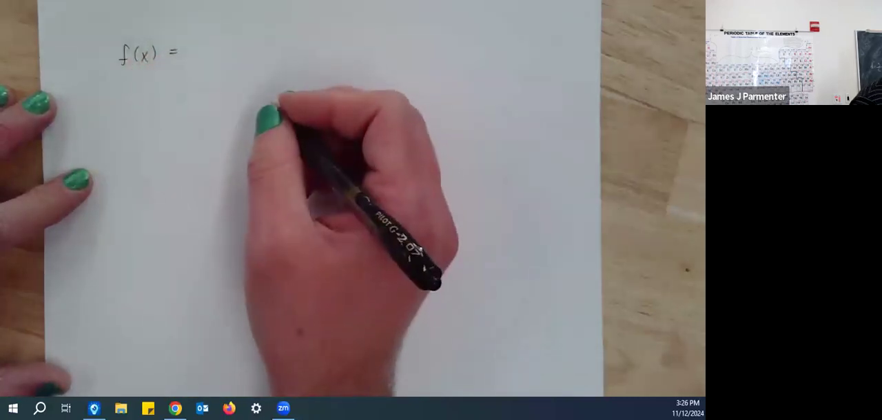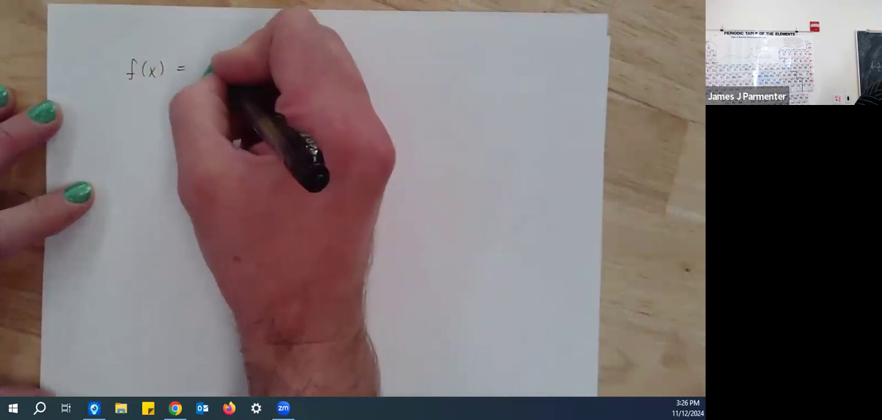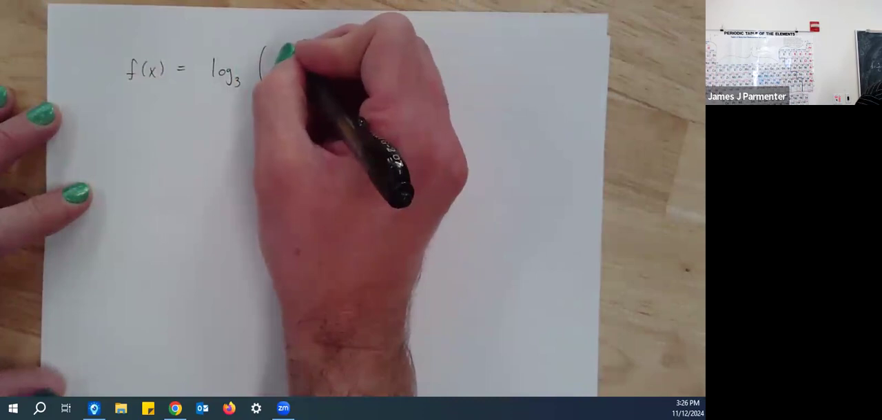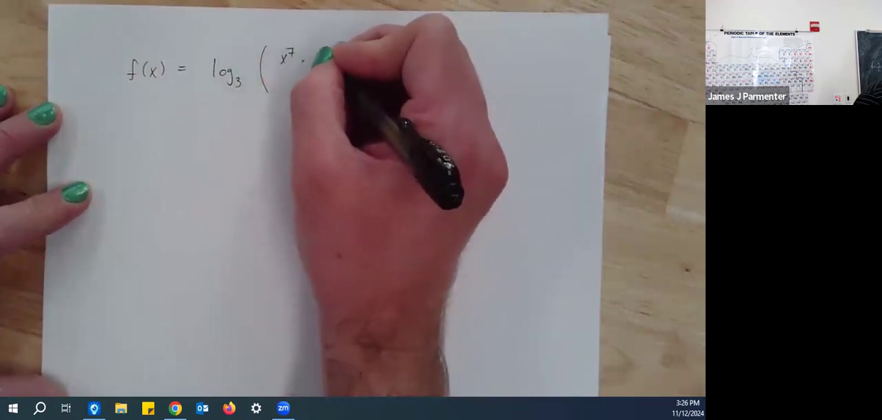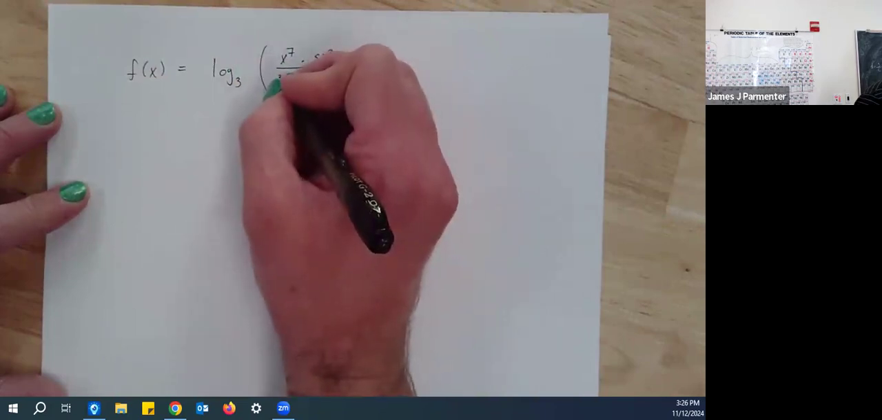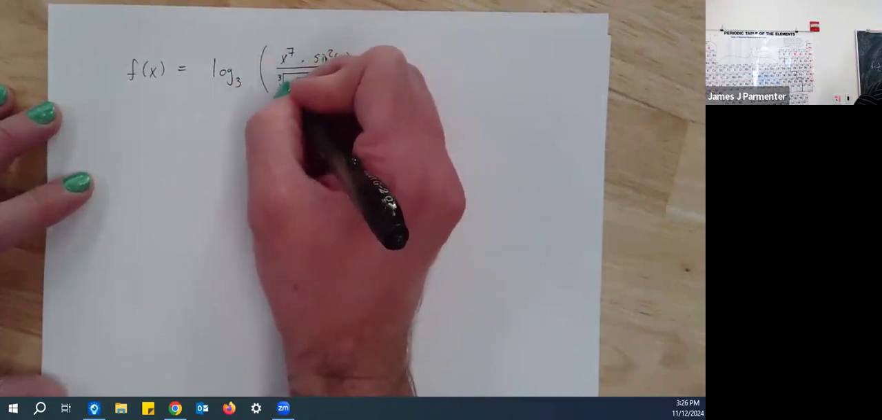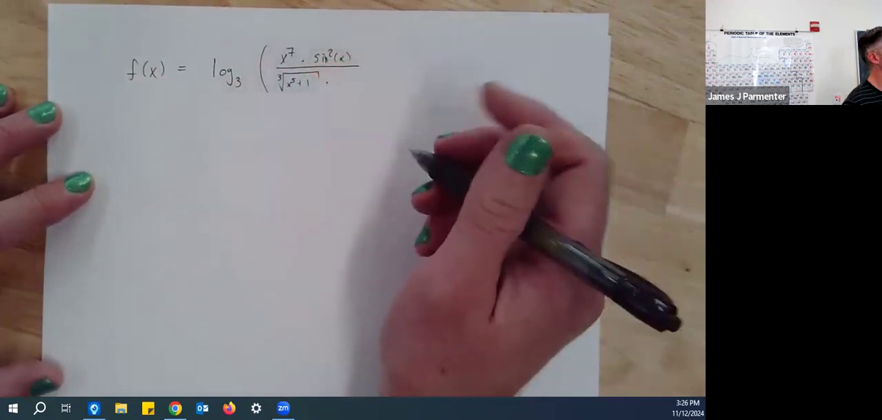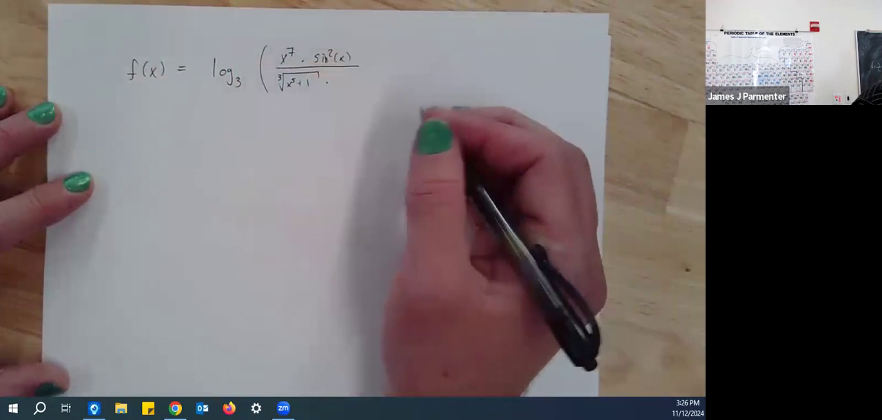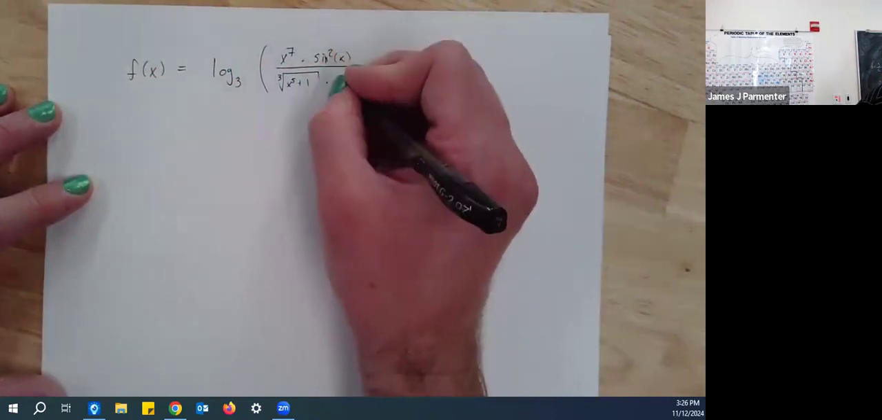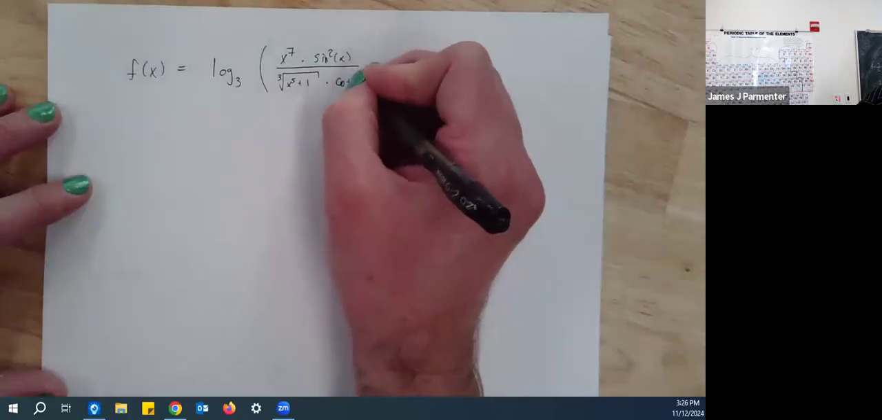the derivative of this function, log base 3 of x to the 7th times sine squared of x over the cube root of x to the 5th plus 1 times, what else could, why not? Times, what else could go down here? Let's say, sure, cotangent of x. How lovely.